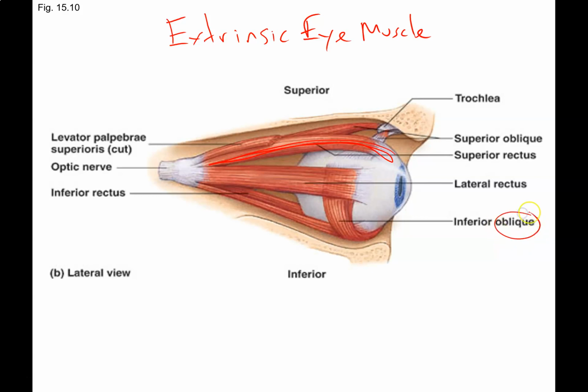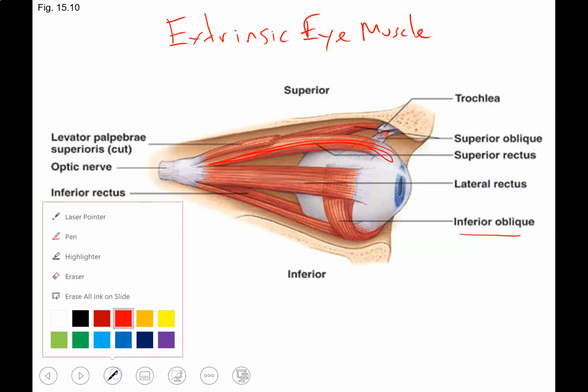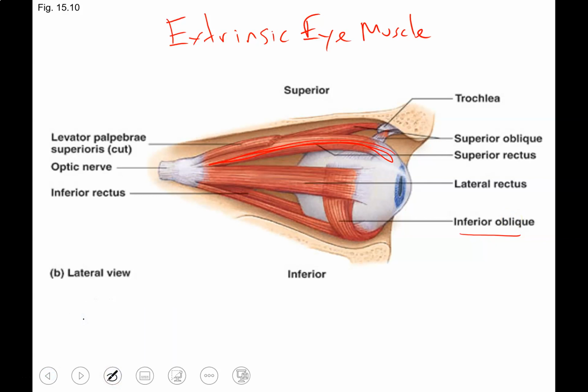You also have 2 muscles with the word oblique in them. The word oblique refers to the fact that something is happening at an angle, and so these attach to the eyeball at an angle. The inferior oblique attaches to the lower, or is more closely associated with the lower surface of the eye, and you can see it here, right? It's the inferior oblique. And then you have the superior oblique.